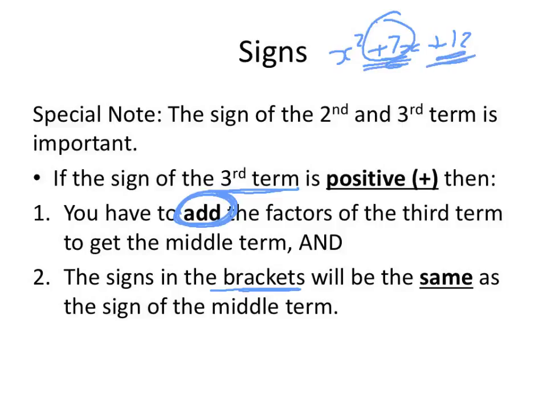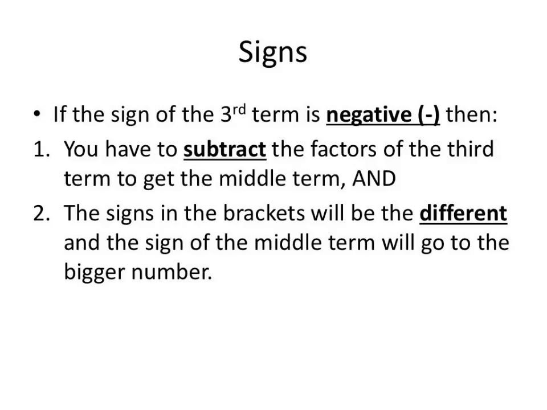If its sign here is a positive, it says add the factors, and that the signs in the brackets are the same. If the sign of the third term is negative, then it says subtract the factors of the last term to get the middle term, and the signs in the brackets are going to be different. To find the sign, we look to the middle term. That middle term sign will go to the bigger number. Best way to do this, just a couple of examples.